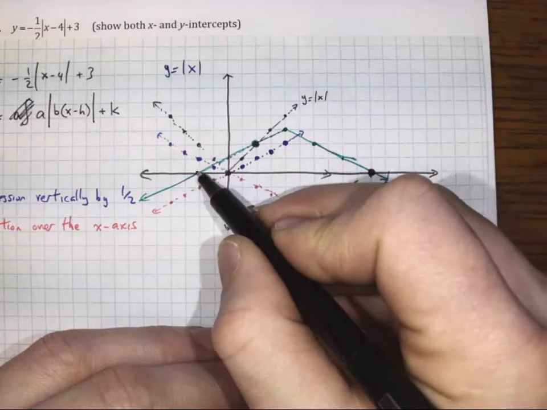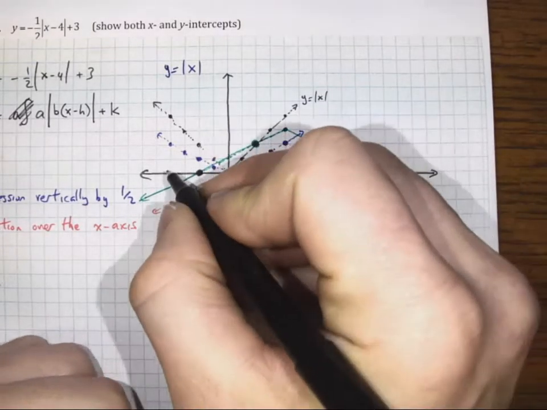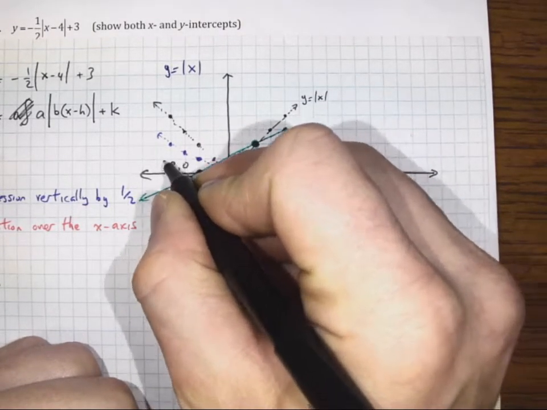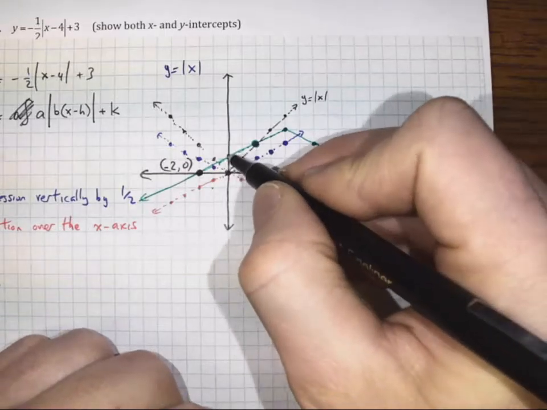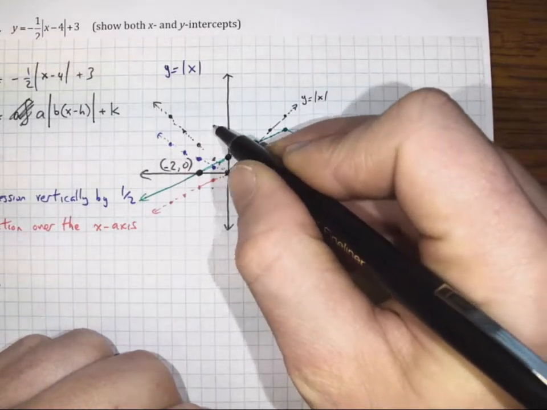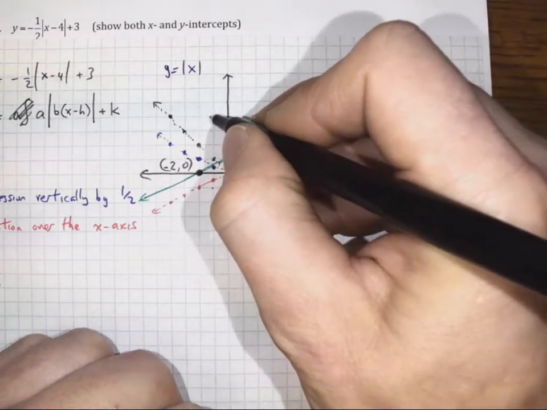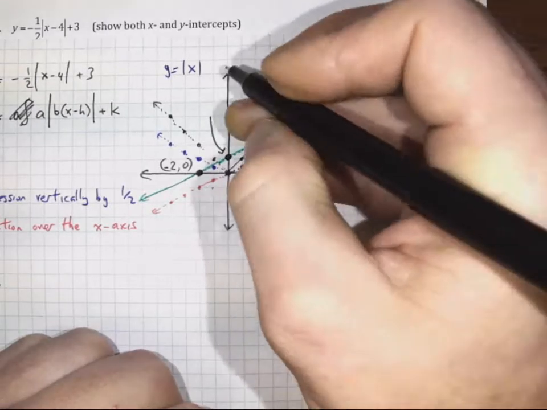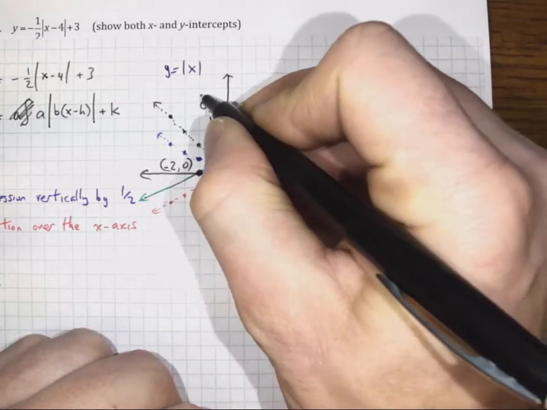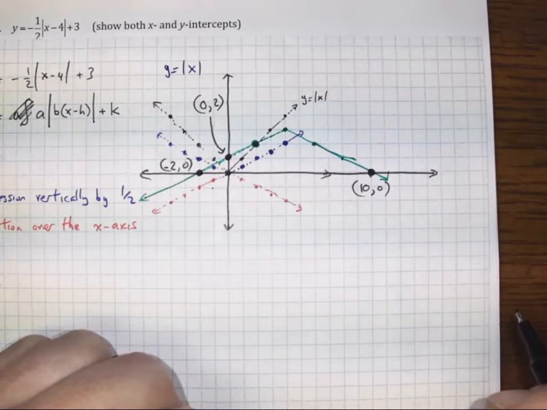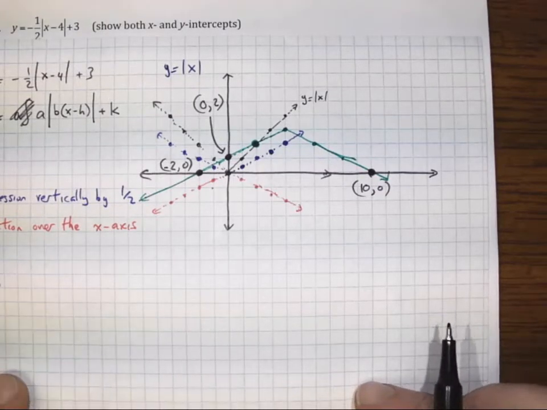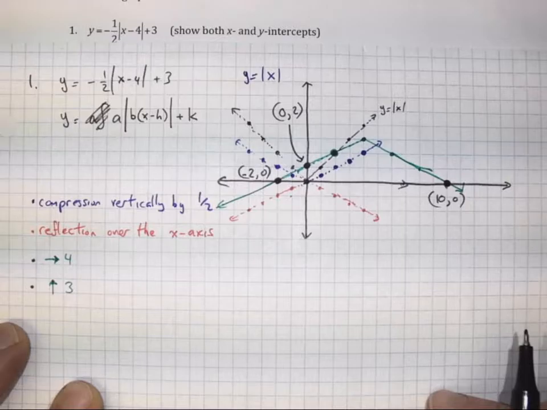And I've got another x-intercept here, and that's at the point -2, 0. And I've got a y-intercept here, and it's looking a little crowded, so I'm going to just do a little arrow in here. So that's at the point 0, 2. Okay. And that is our transformed function.